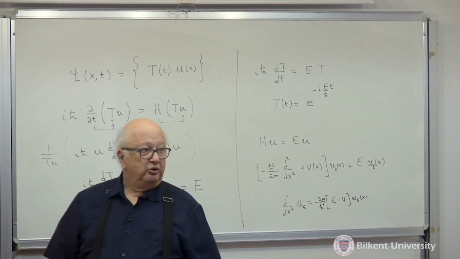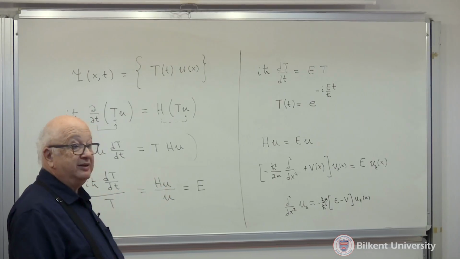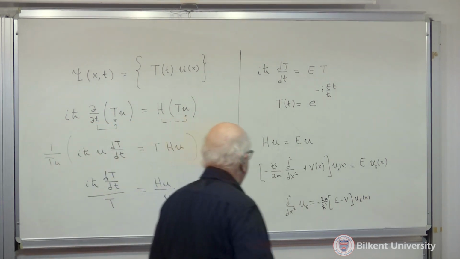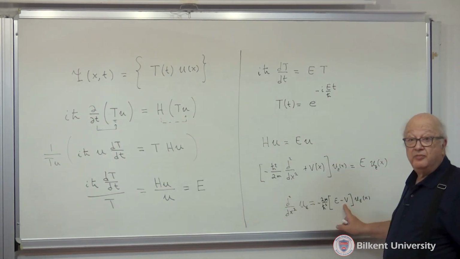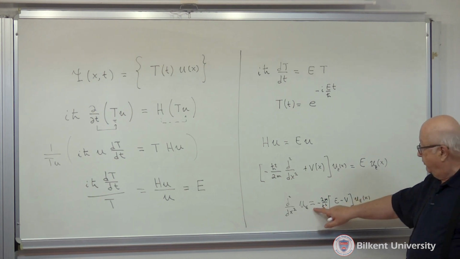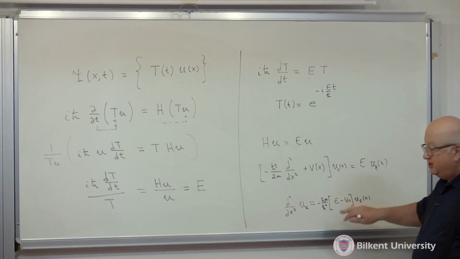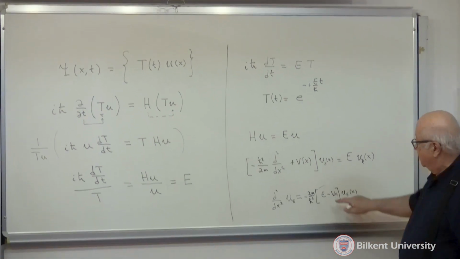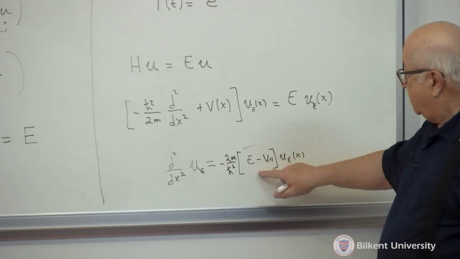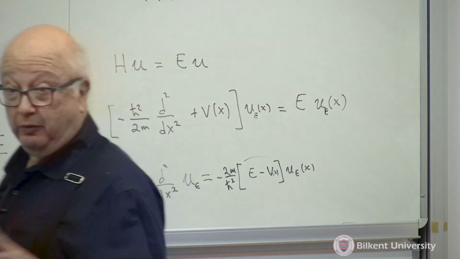Okay? So just trying to understand what type of solution I am going to get to this equation, approximately. If E is greater than V, I have second derivative of U is equal to a negative quantity. This V is a function of X, but I'm sort of ignoring that it's changing with X. All I am looking at is its sign. So E minus V is positive. So I have this U equal to minus a number times U. What type of solutions do I get from differential equations of that form?